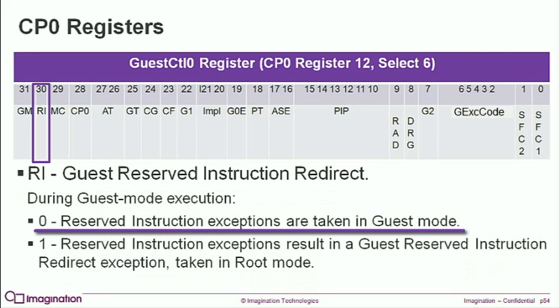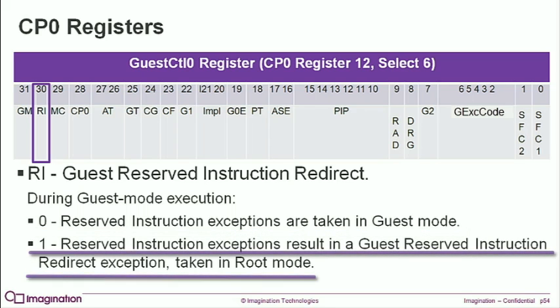In this example, if the RI bit were 0, then the guest OS can directly resolve the exception and, for example, emulate the floating point instruction. If RI were set to 1, the hypervisor will receive the exception and take the appropriate action depending on the security policies it follows.